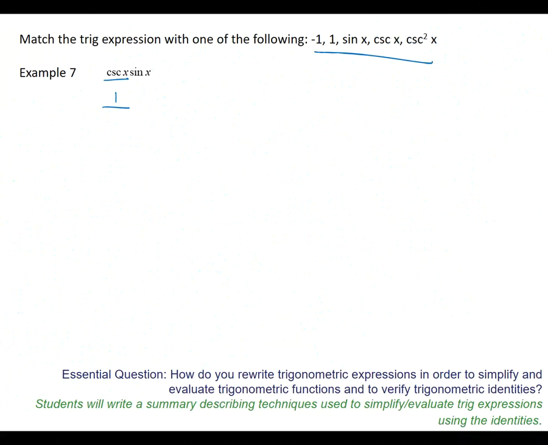1 over what? 1 over sine is what I can substitute in for that, right? What happens? The sines cancel, and I'm left with what? 1. Is that one of the choices I was allowed? Yes. And again, this is one of those cases where we probably wouldn't be grading your final answer. We really want to see this piece in between. That's where the real meat of the problem is. Okay?